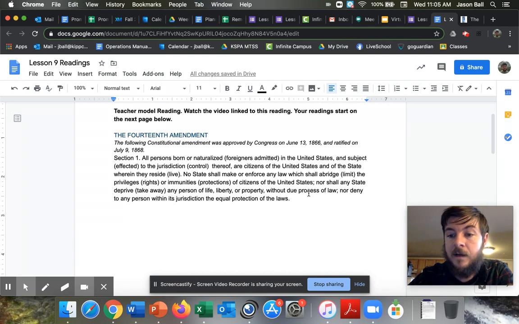Due process of the law essentially means a fair chance. You can complain and say when something's been wrong to you. You can go to court, and you can use the legal process to protect you. And last sentence, nor deny to any person within its jurisdiction the equal protection of the laws. So the laws apply equally to everybody, no matter who you are, or anything like that. It's not like some people are seen as more special or favored than others.